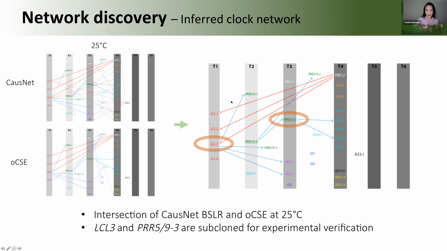So as the first step, we selected multiple genes that are inferred as regulators, subcloned them, and then subjected them to experimental verification. Here, I'm going to show you only 2 genes. LCL3, this is a combination name of the 2 Arabidopsis genes, LHY and CCA1, but they're very similar, and we are using LCL for the soybean name. And the PRR gene, PRR593, there are multiple homologs here.